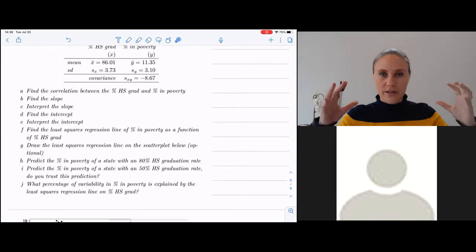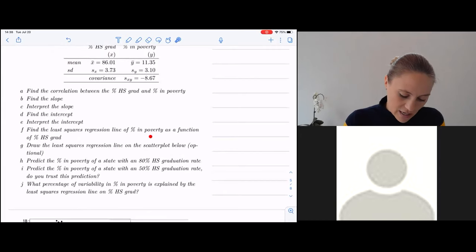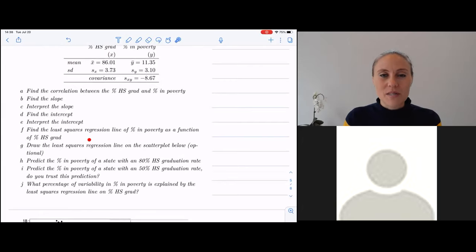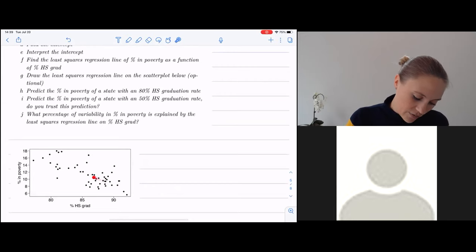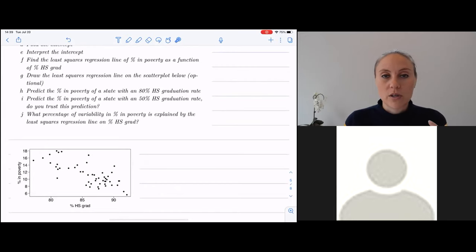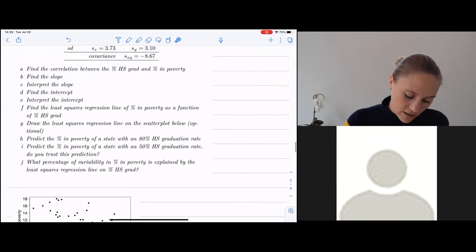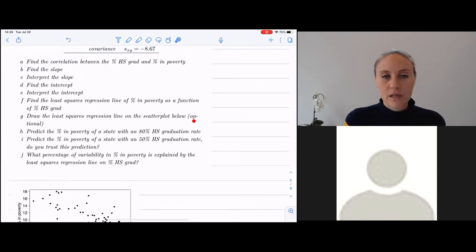Then we're going to put that all together and find the least squares regression line of percentage in poverty as a function of the percentage of high school grads. That's just putting together our y hat equals b0 plus b1x, with our b0 and b1 already solved for. Then, just to show you what's going on, I want you to try to draw the least squares regression line on the scatter plot. The scatter plot is here, and we can already see that we've got some imaginary line of best fit, and we're going to sketch out what it might look like. This is optional, but it's good practice to try to draw the line and understand where it comes from.